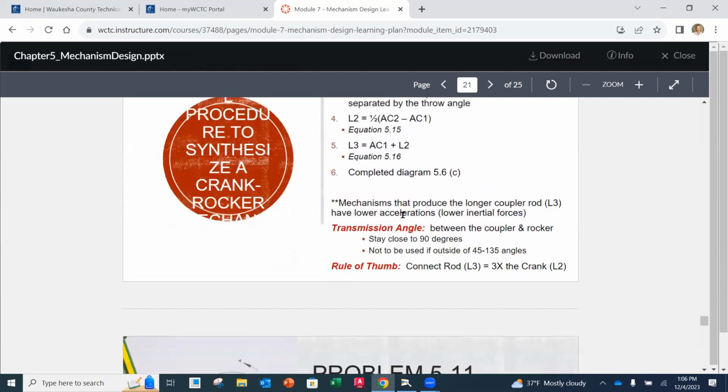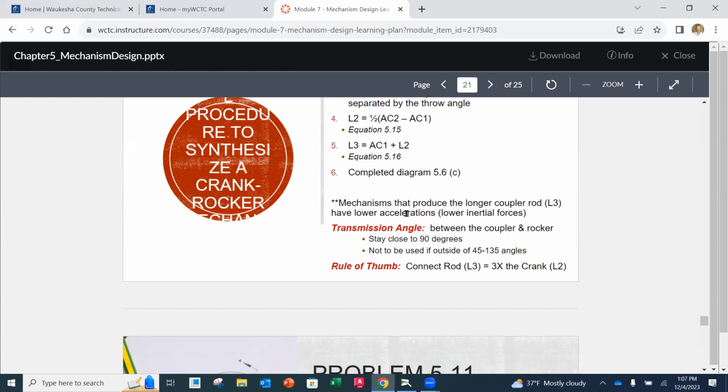Now, mechanisms that produce a longer coupler length, again, are going to keep those accelerations lower. When we look at coupler length, it's always that coupler between our input, which is our crank, and our output, which is our link number 4. In this case, it's that oscillating or rocking link on the end. So that L3 in between is not going to affect the stroke. It's not going to affect the throw, but it will keep our accelerations lower.